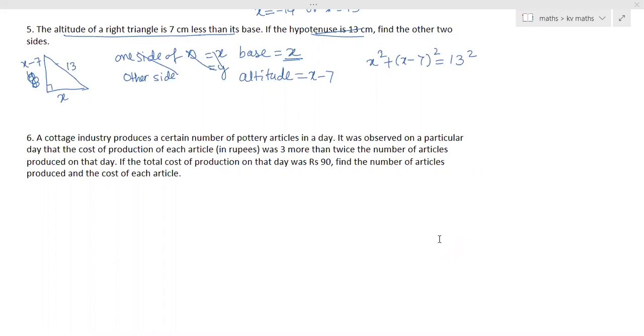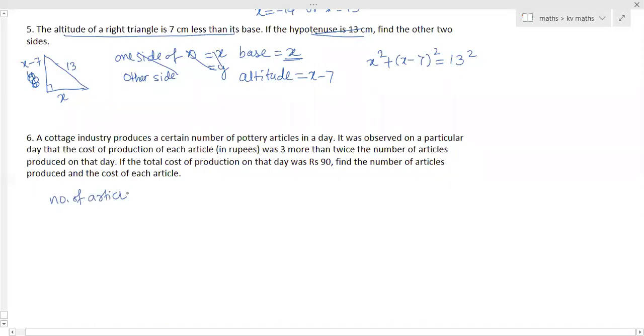So for what purpose will you consider x? The number of articles. Yes, the number of articles is equal to x. So what is the cost of one article? 2x plus 3, 3 more than twice x, right? Then x articles are there and this is the price of one article.